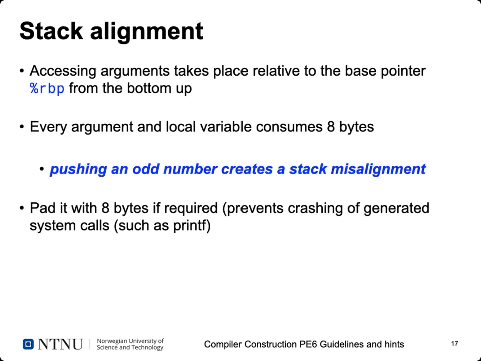Stack alignment: we've already said we need a 16-byte stack alignment. Accessing arguments takes place relative to our base pointer from the bottom up, and every argument or local variable consumes 8 bytes. So if we push an odd number of variables, we would create a stack misalignment. If required, please pad it with 8 additional bytes, a dummy variable or whatever, which then prevents crashing of the generated system call instructions, like a call to printf.